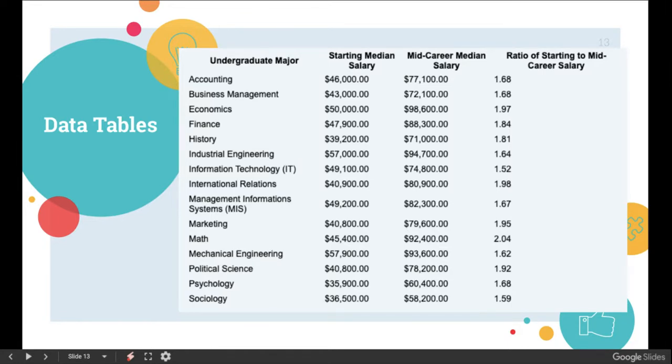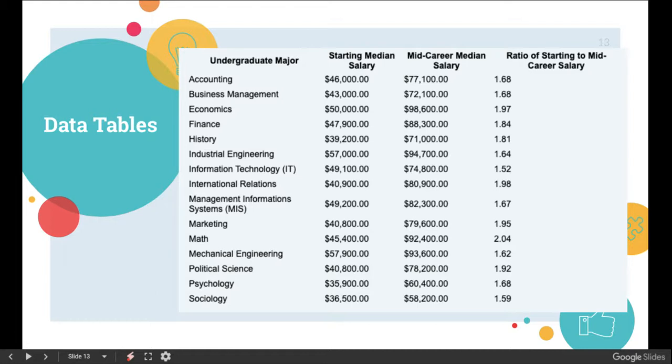This is information from Vanderbilt University that shows entry-level and mid-career earnings by majors. How would you use this information? If you are thinking about what you want to major in, you can look down here. All of this is organized in alphabetical order, and that's one thing to know. You could organize this by starting median salary or mid-career salary, or you could organize it by ratio, and then it would change the order of everything on here.